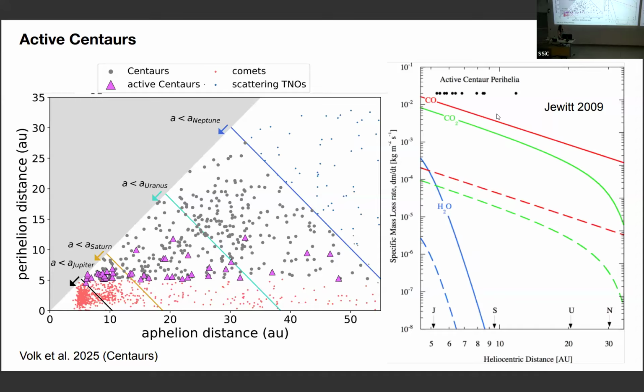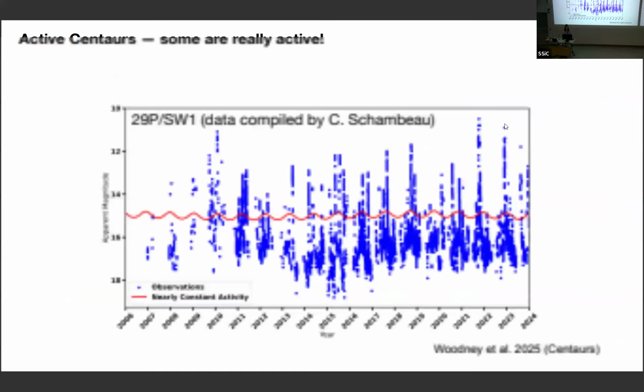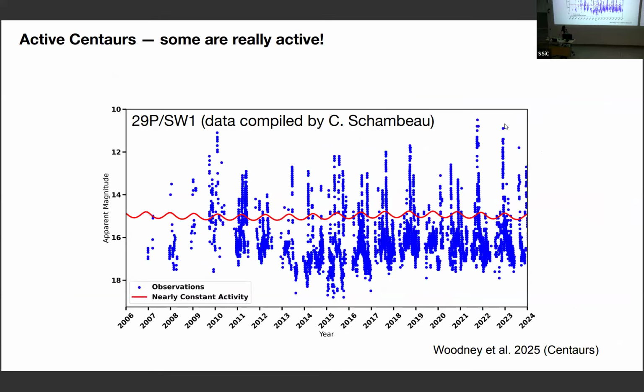So it must be some of these other volatiles, carbon monoxide, carbon dioxide, but even there, the energetics don't quite explain some of the vigorous activity we see. So there's a lot of work to be done here on understanding the activity. One of the things a lot of people are looking at right now is whether phase changes in water ice can be providing the energetics for some of this activity, amorphous to crystalline water ice, because the activity can be extremely vigorous. So this is the most active body in the solar system, 29P SW1.